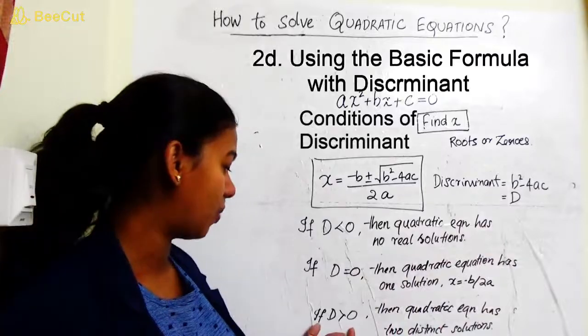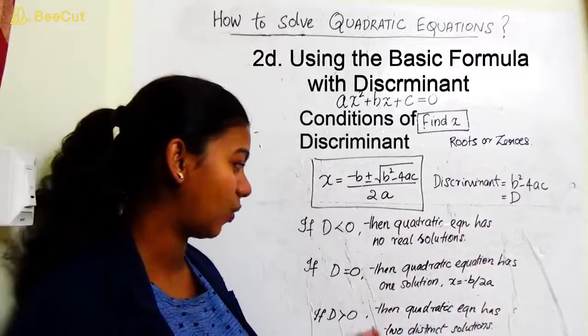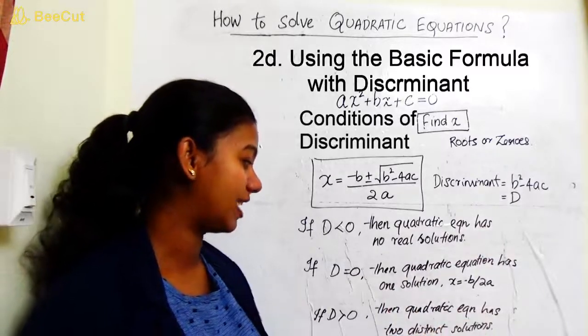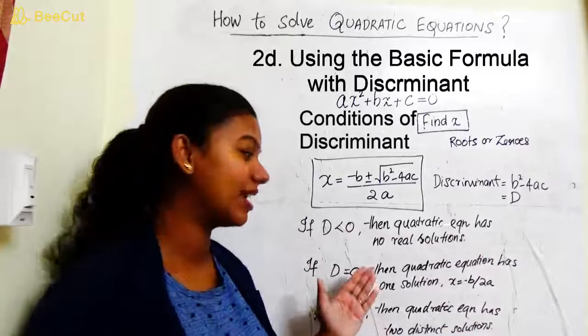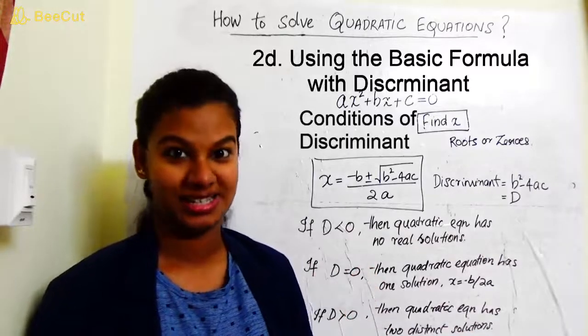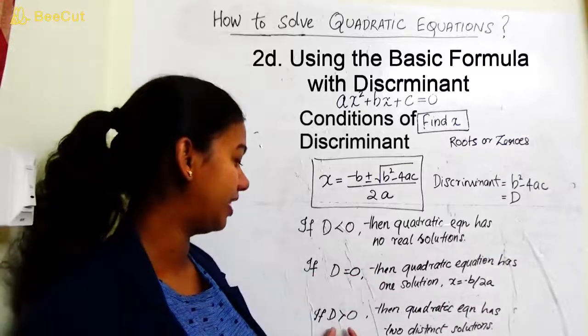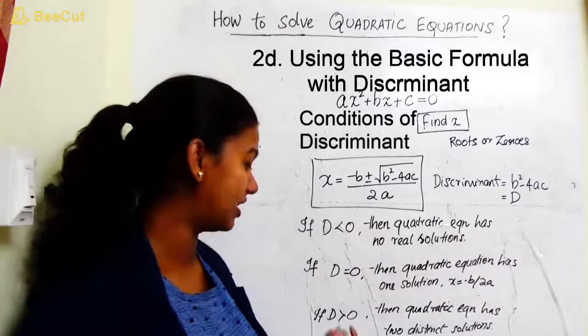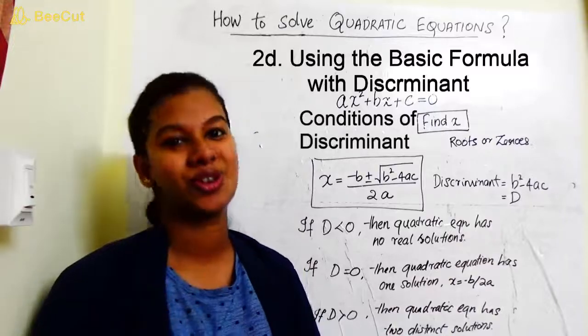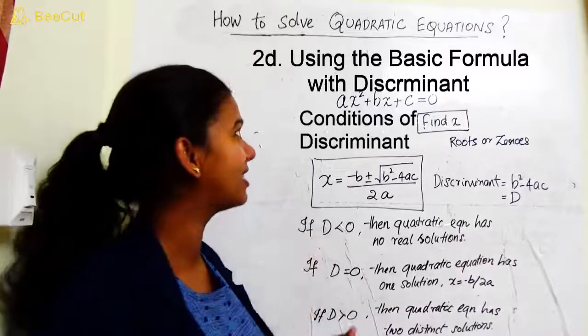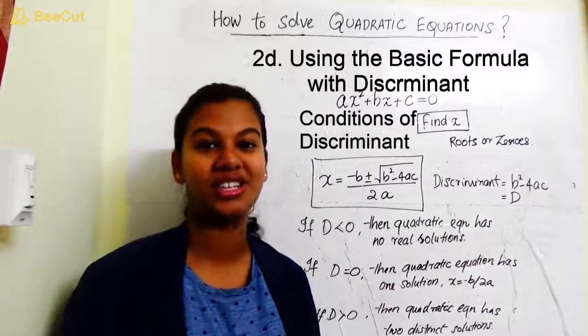And then the final one is, if d is greater than 0, then the quadratic equation has two distinct solutions. The example is just the previous one which I had discussed. That is, the value of d was 2 root 2. So it is greater than 0. So we got two different solutions. Okay, so that's it for the quadratic equation and the solving.